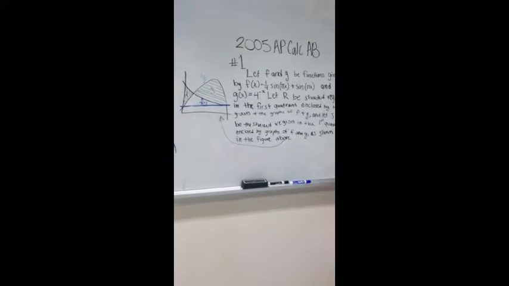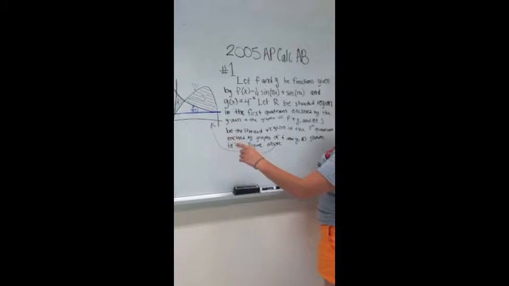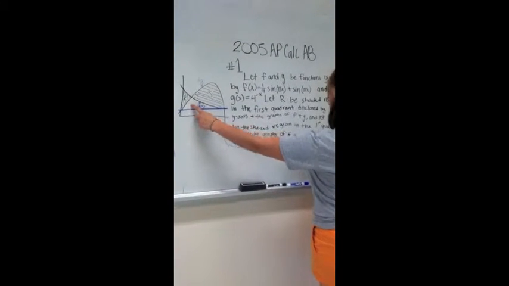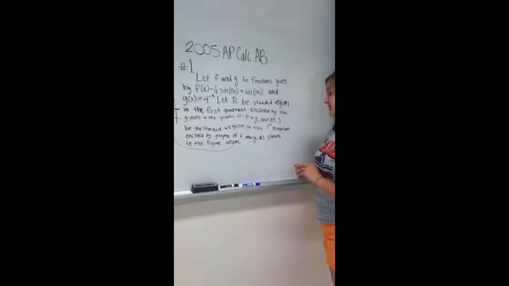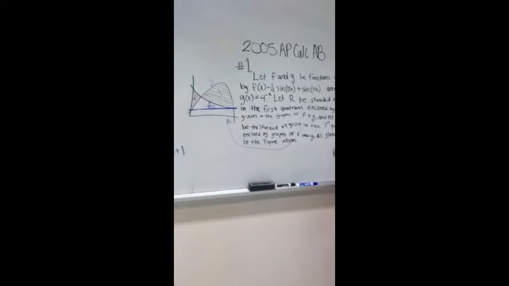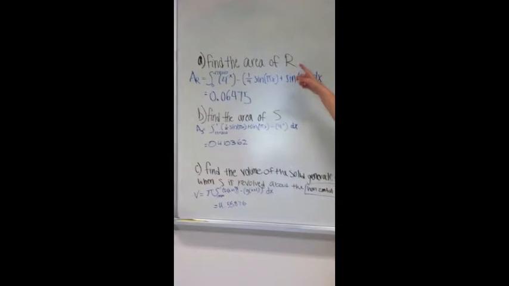Let R be the shaded region in the first quadrant enclosed by the y-axis and the graphs of f and g, right here. And let S be the shaded region in the first quadrant enclosed by the graphs of f and g as shown in the figure above, right here. So, A says, find the area of R. Let's find the area of R.